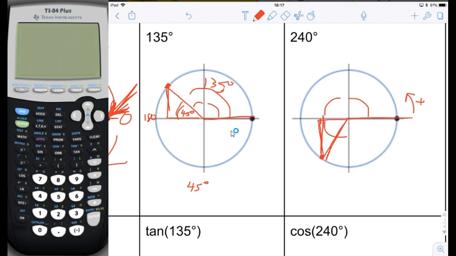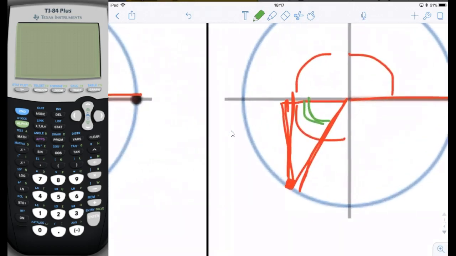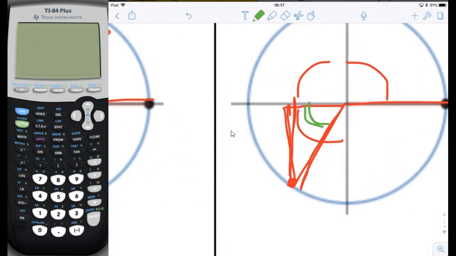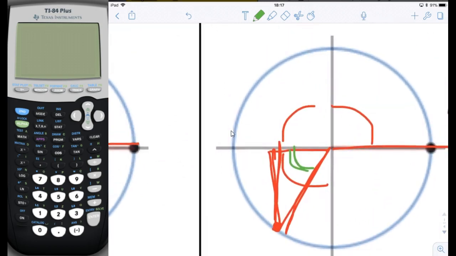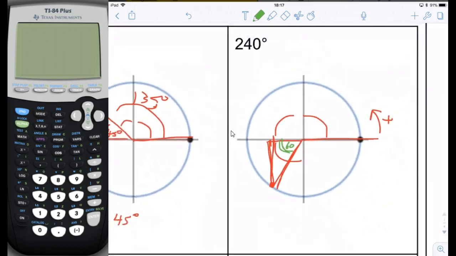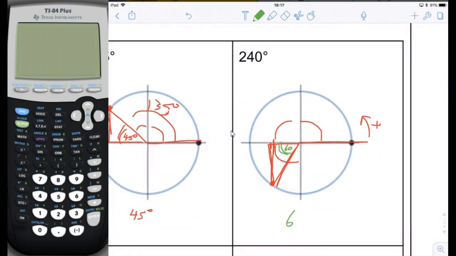My reference angle would be this angle right here. The reference angle is the angle between the x-axis and the hypotenuse. So in this case, the reference angle is, how much would it be? So like 240, this would be 90, 180, and then what's left over? 60, right? 240 minus 180 is 60. So this angle here is 60 degrees, okay? So the reference angle happens to be 60 degrees for the 240 degree angle.